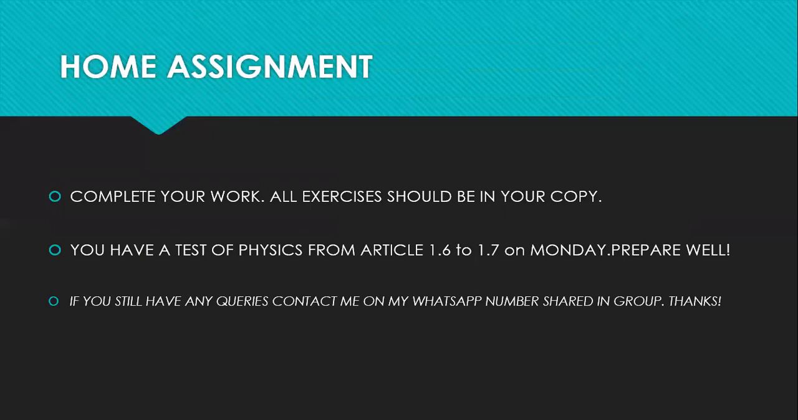That was it for today, girls. Home assignment is you have to complete your work. All exercises should be done in your copy. You have a test on Monday. Article 1.6 includes all the measuring instruments, that is length, mass, time, and volume. 1.7 includes significant figures and rounding of data.